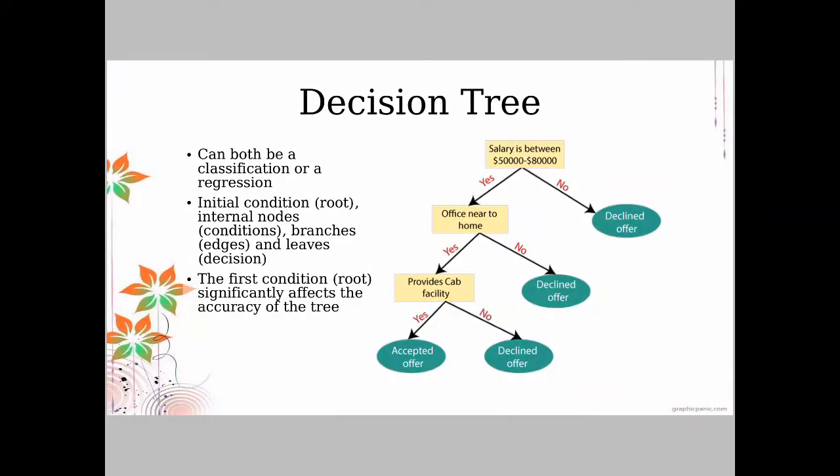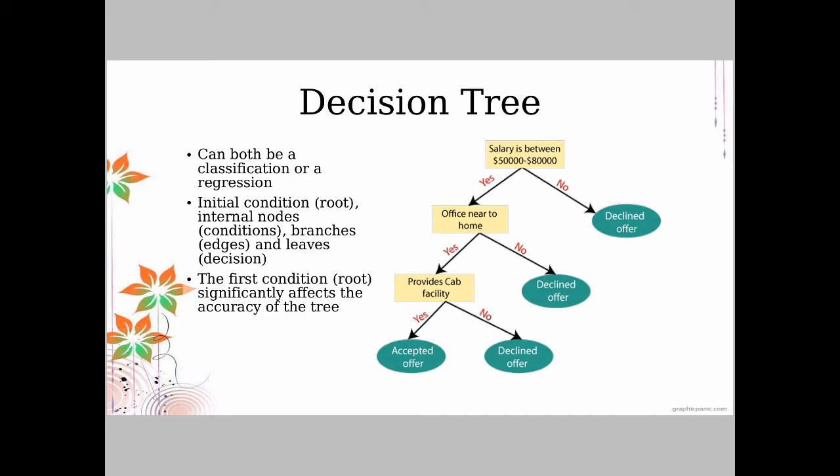And another one is the decision tree. A decision tree can be used for both classification and regression. Basically, it answers a series of questions, and depending on your answer, you will be directed to the next question, and so on and so forth, until you reach your classification or a decision.